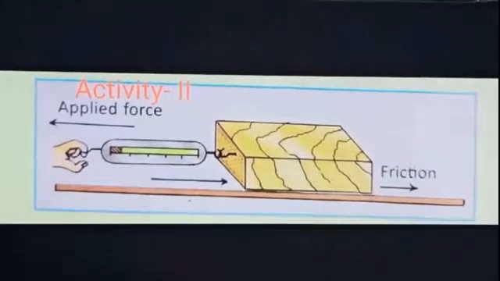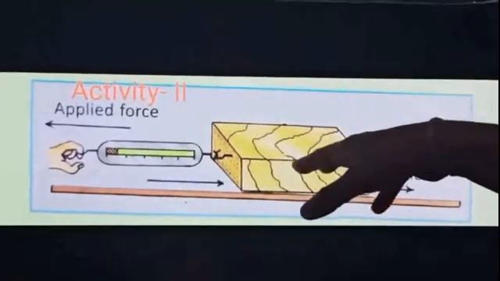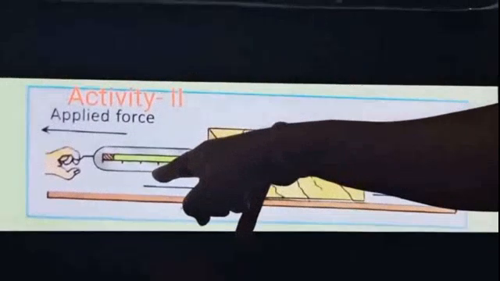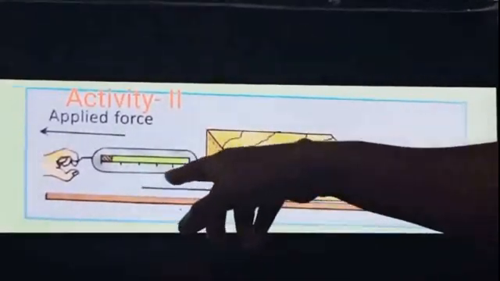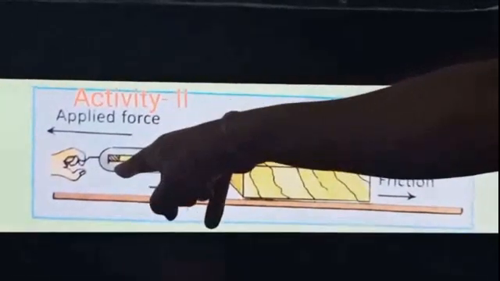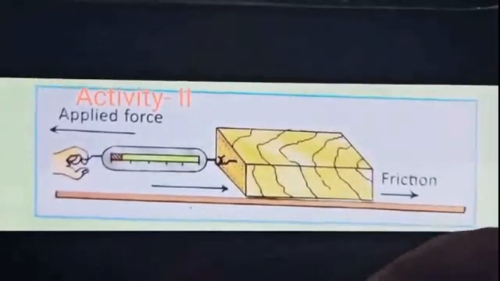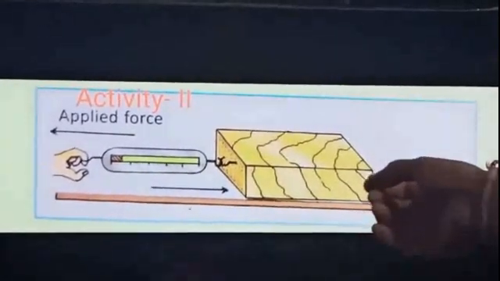Now we place some books on the wooden block and again pull the wooden block with the help of the spring balance. Now we note that when the block just starts to move, the reading on the spring balance is more, which shows that the force of friction is increased by increasing the weight of the moving object.